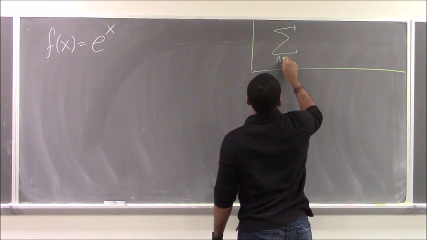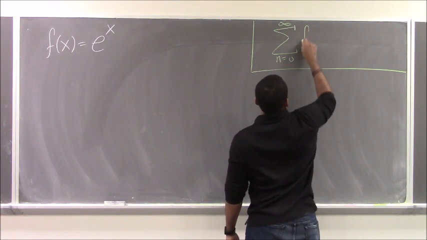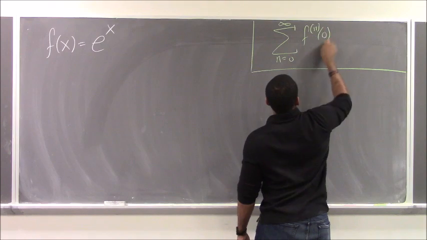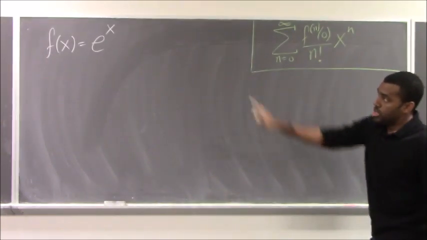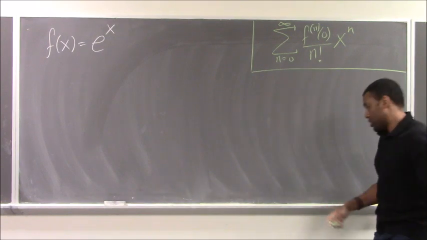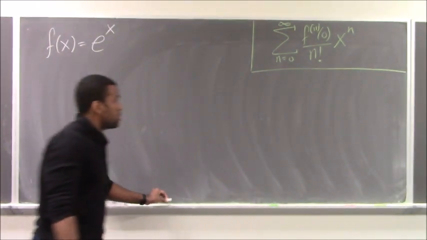So this is the series n goes from 0 to infinity of f to the nth derivative at 0 over n factorial times x to the n. So we want to find this for that function. So what do we do?